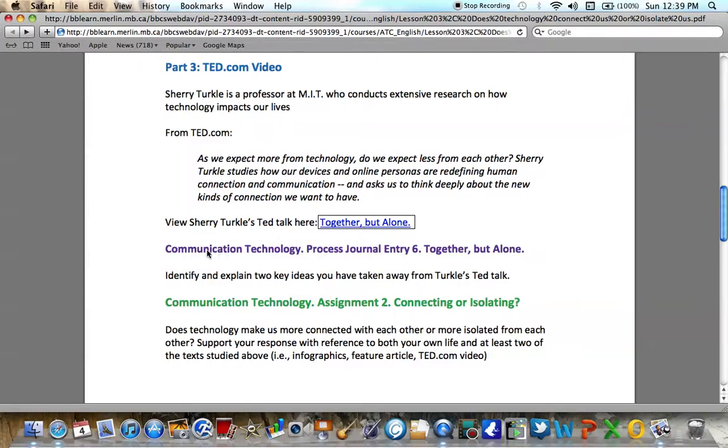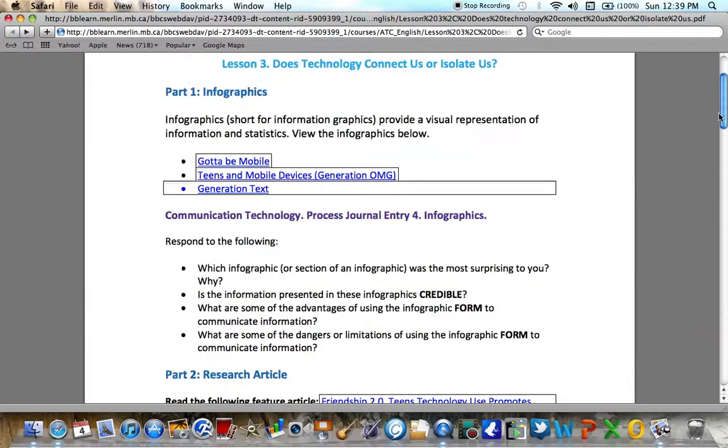And you're going to respond to the video in the Process Journal just by identifying 2 key ideas from the video. So she's going to present a wide variety of different ideas on the topic. You're just looking for 2 ideas that you're taking away from the video and writing about those 2 ideas in the Process Journal. So you're using the Process Journal fairly heavily in this lesson.